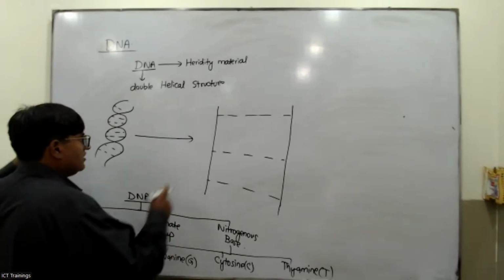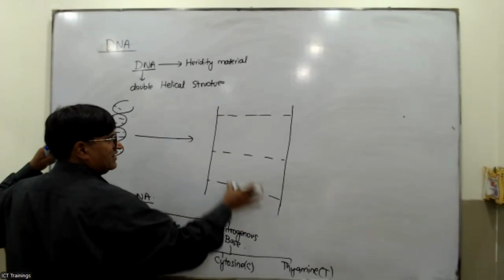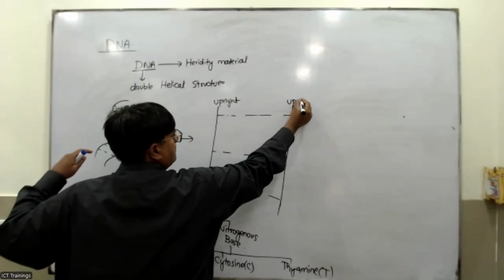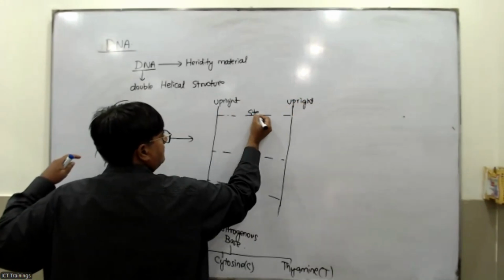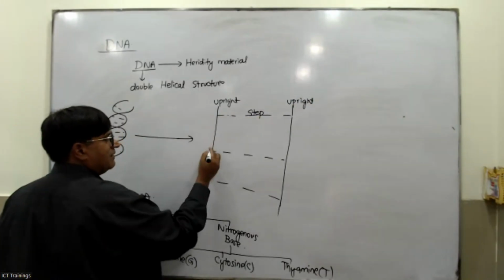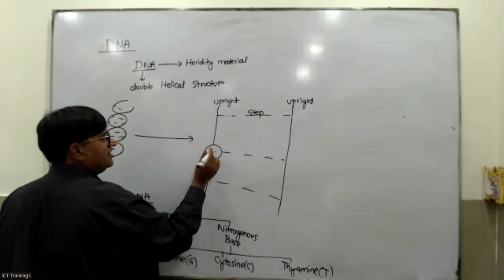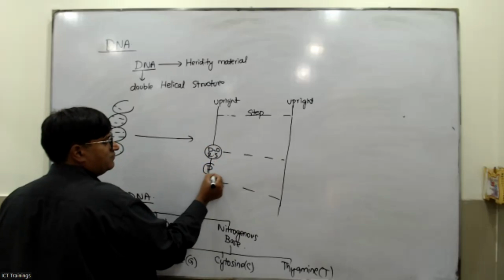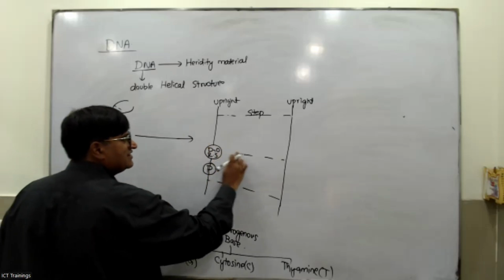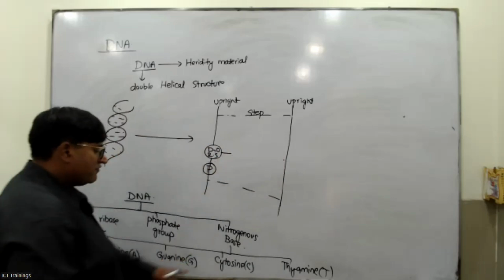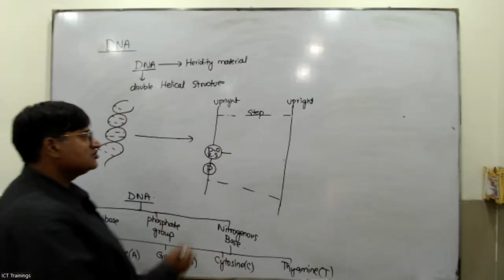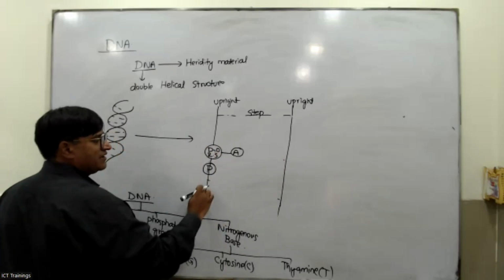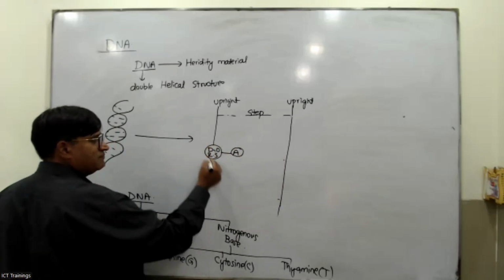Now if you look, this is a stair. In this stair, this is the upright part, and this is the step. Now keep in mind the upright part is made up of deoxyribose sugar, and with that the phosphate group is attached. Whereas the steps are made up of nitrogenous bases. So one of the nitrogenous bases is attached up here. Let's suppose this is adenine. Then this whole thing is one brick.